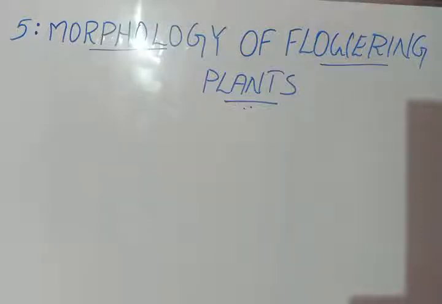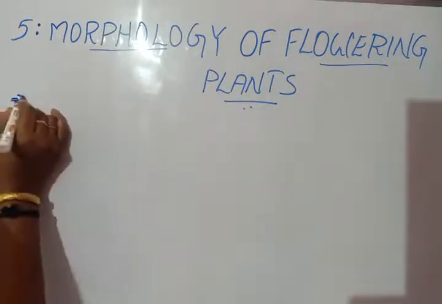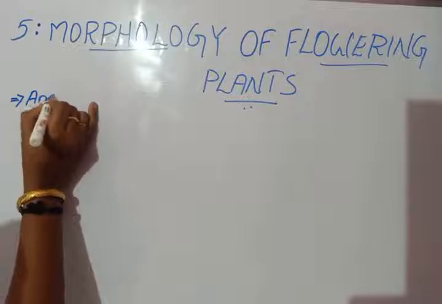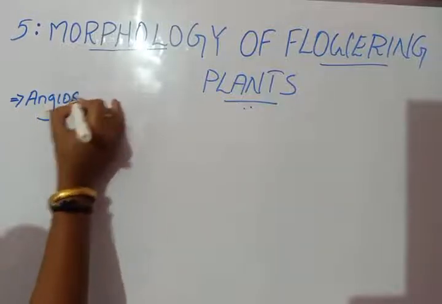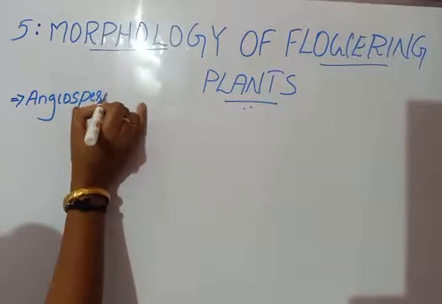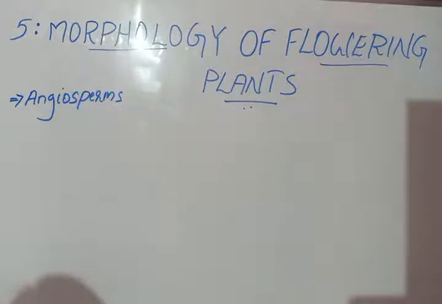Welcome all. Today we are moving to our next new chapter, Chapter 5, Morphology of Flowering Plants. In our last chapter we discussed what flowering plants are. Flowering plants are called angiosperms.